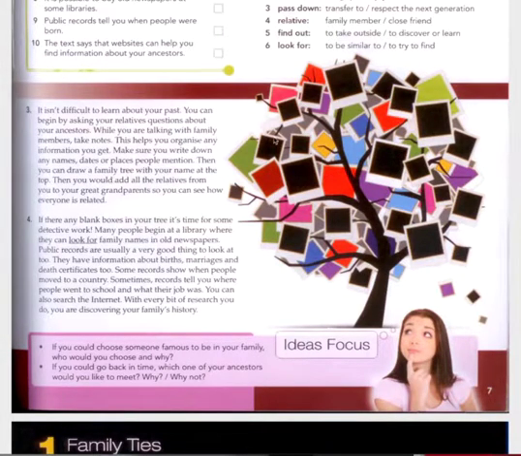Then you can draw a family tree like this one with your name at the top, or at the bottom if you want. At the top, because you have children and they have children, etc. It will be better to have a main picture here, and you see your parents, grandparents, great-grandparents, etc. Then you would add all the relatives from you to your great-grandparents, so you can see how everyone is related.